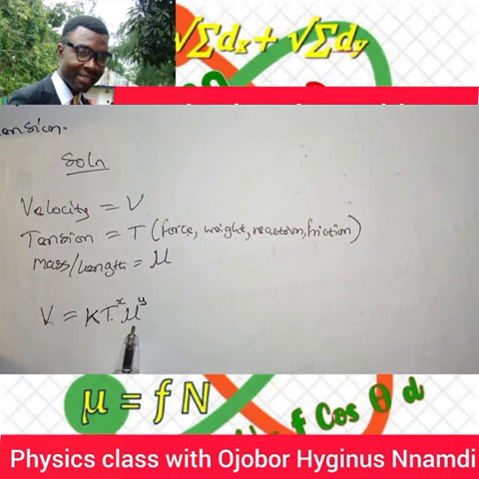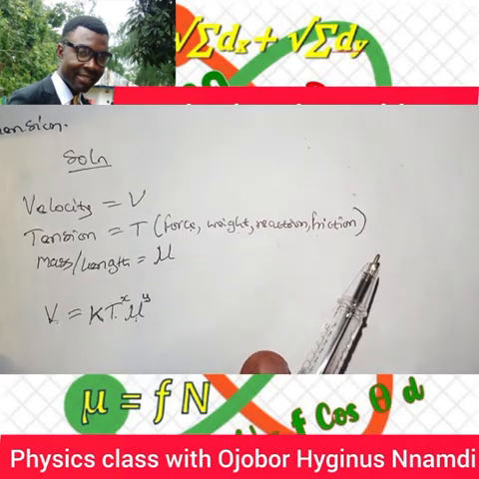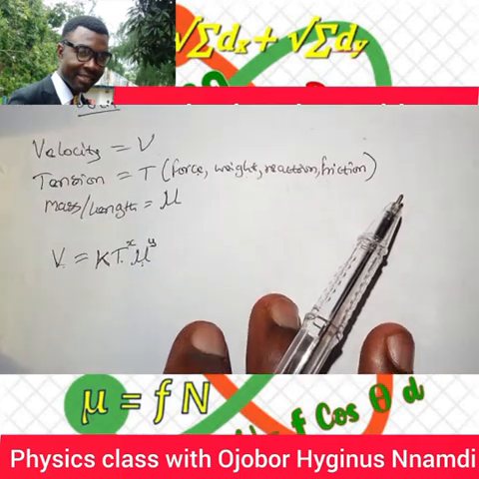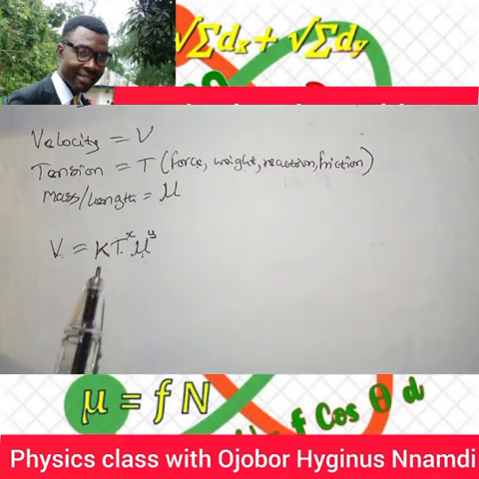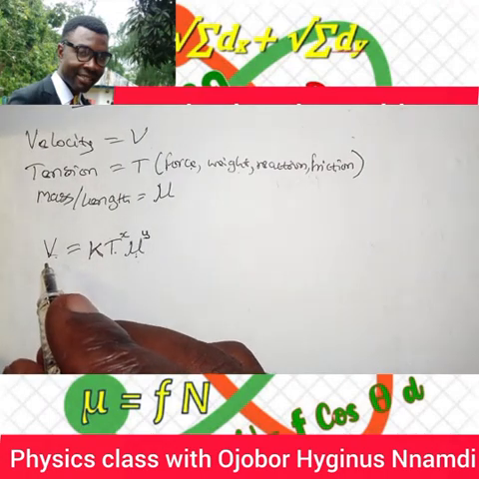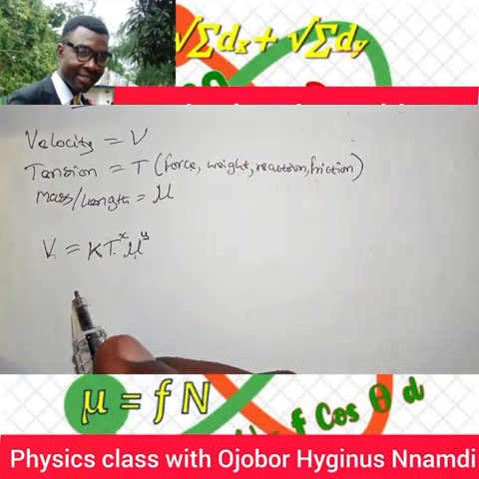So, and then this is said to be mass per unit length. That is, the mu is mass per unit length. So what do we do? We are going to equate what we have in our left hand side to what we have in our right hand side. Remember, this v is velocity. So we are going to bring them down.